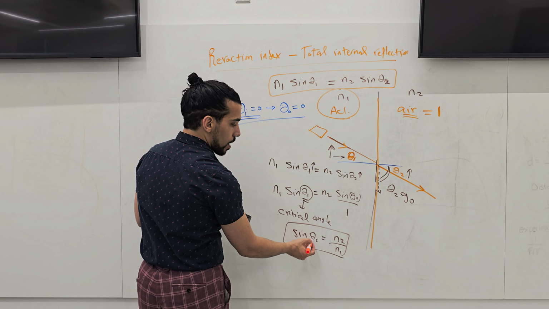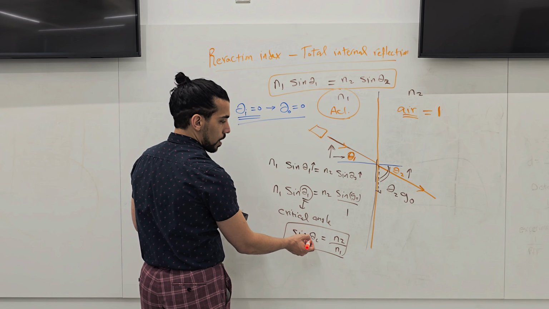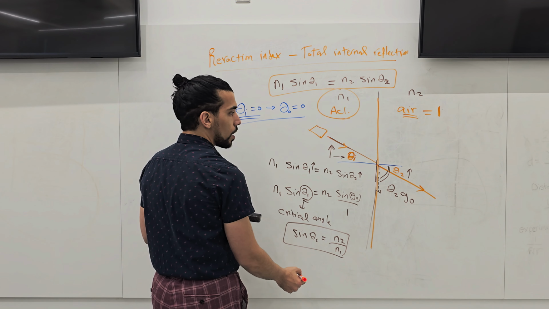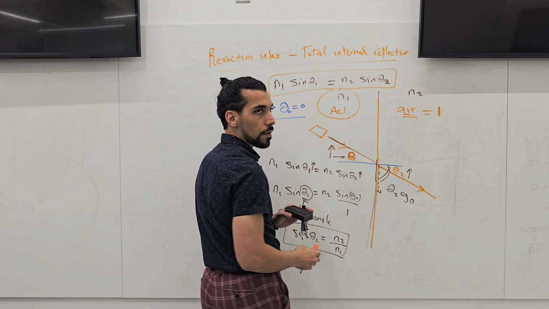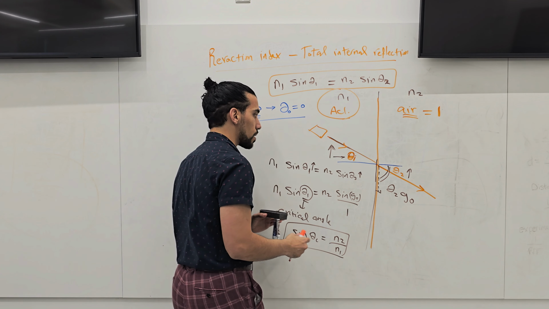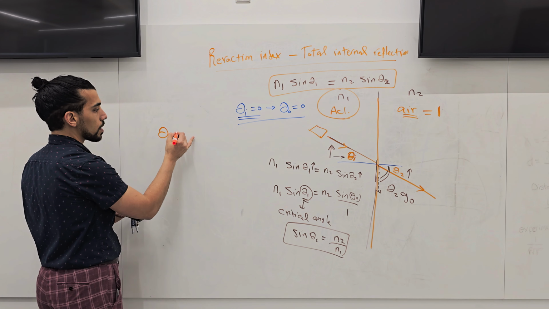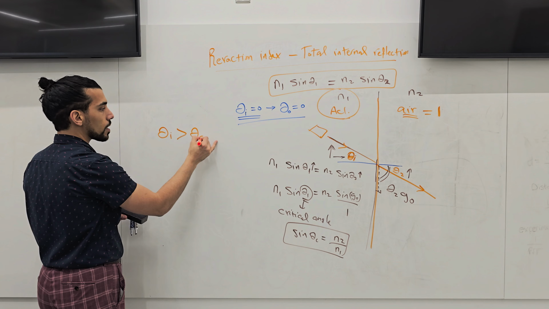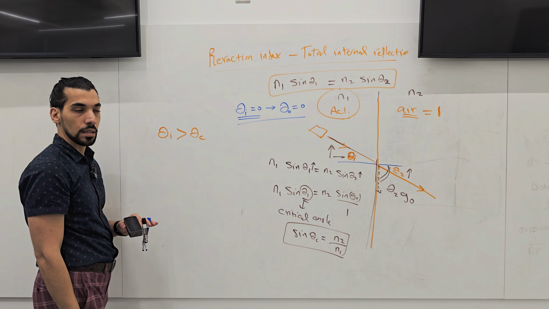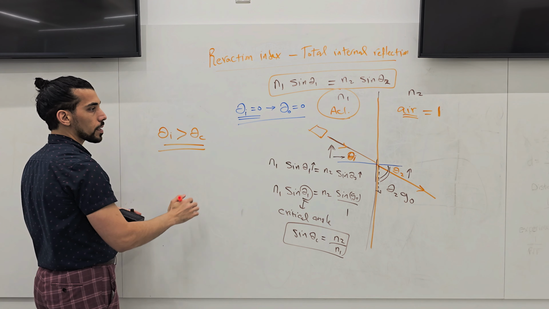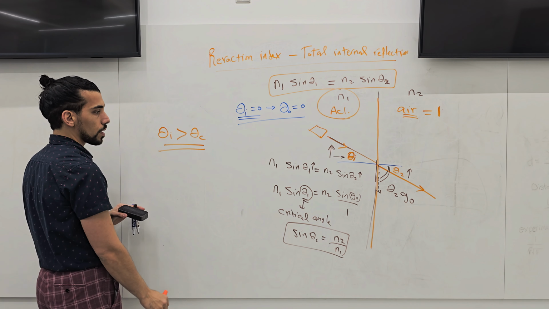Any increase in theta incident beyond theta critical, we are going to experience something called total internal reflection. So in any case where theta incident is bigger than theta critical, what happens here is basically total internal reflection.